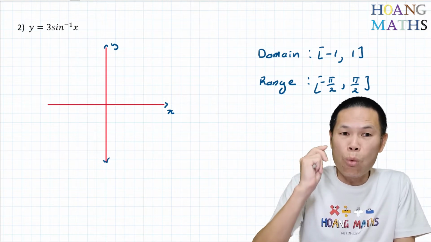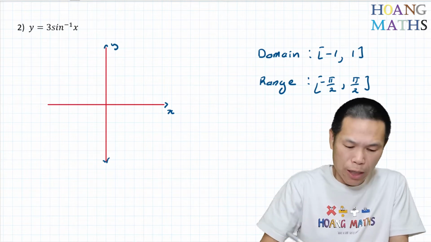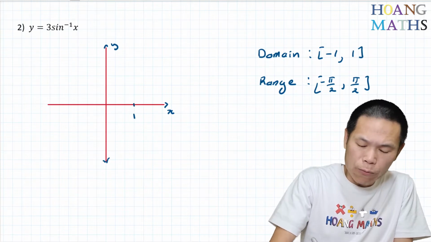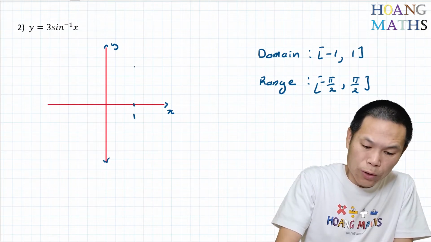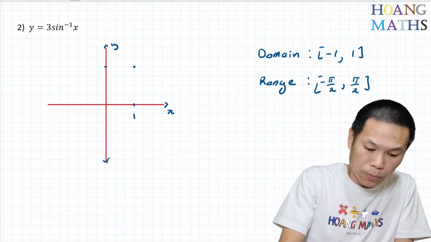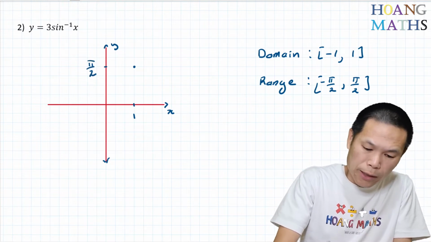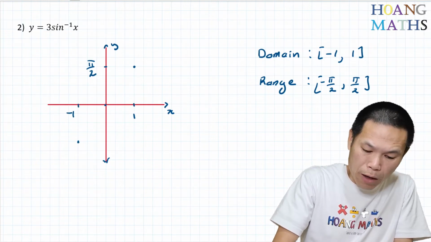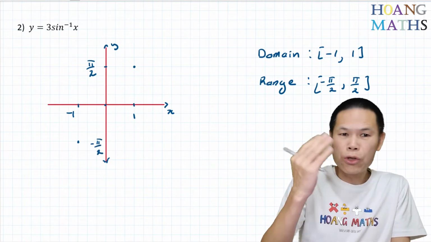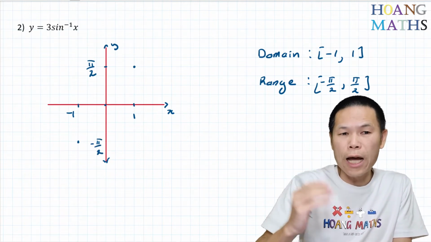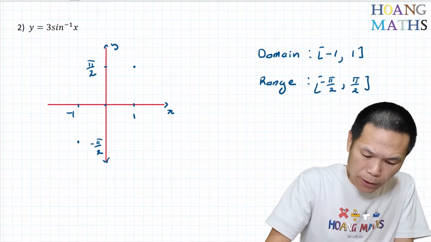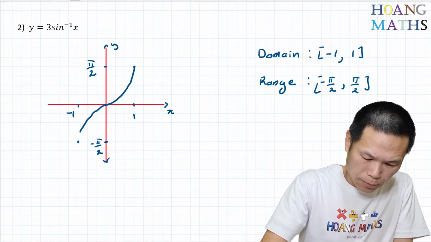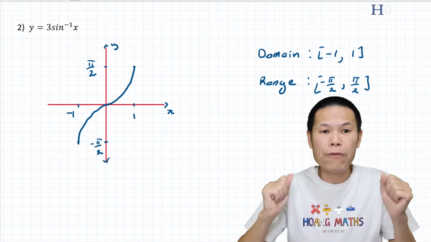Let me just quickly sketch y is equal to sine inverse of x first. So we know that this is 1. And then sine inverse of 1, of course, is pi over 2. So let's say this is pi over 2. And this is 0. And then -1 is -pi over 2. So keep that in mind. We need to know how to sketch y is equal to sine inverse of x first, okay? So this is it. So this is sine inverse of x.